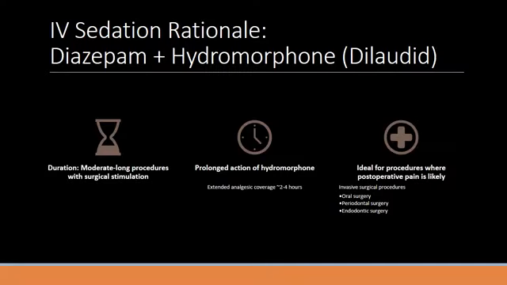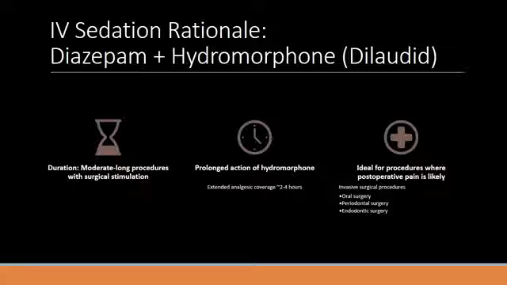Now, for moderately long procedures with surgical stimulation, one of the things that you can consider is using a longer lasting opioid agonist. And so that's really where hydromorphone or Dilaudid comes in. You can use morphine, but I like Dilaudid better because it's got a more rapid onset. It's more like fentanyl, and it's got a long duration of action like morphine does. The other thing that's nice about Dilaudid is because it's not a naturally occurring opioid, we don't have the risks of allergic reactions like you do with morphine.